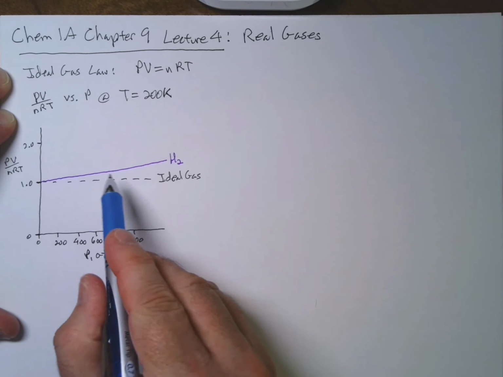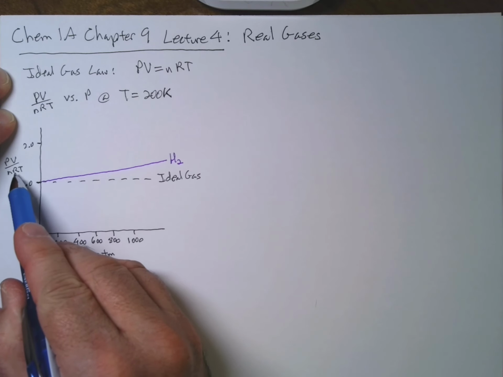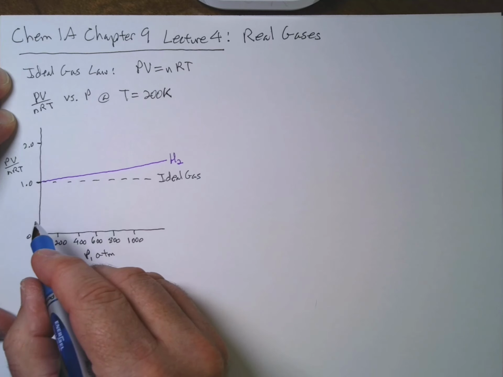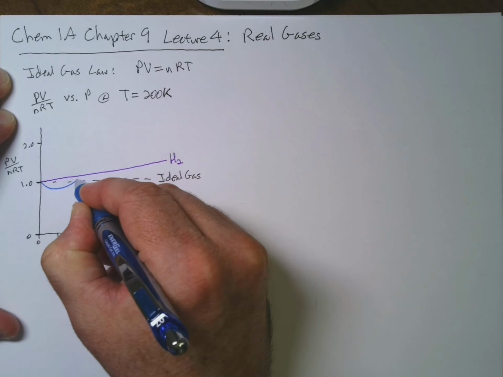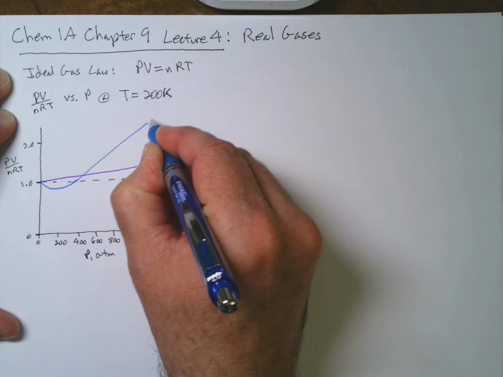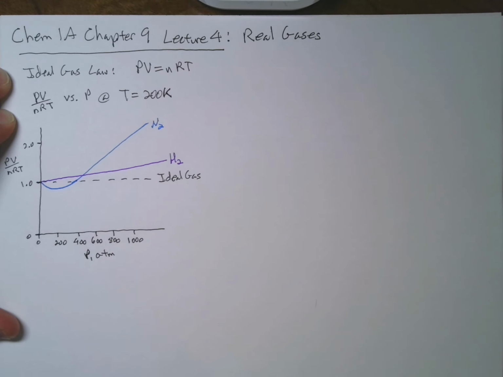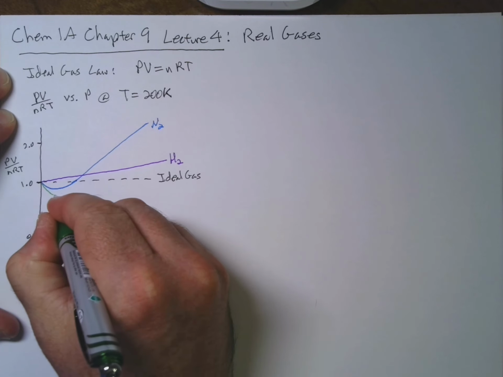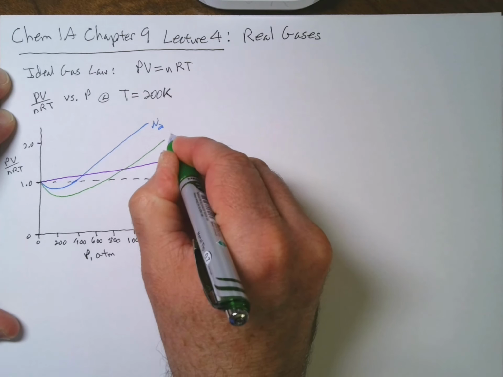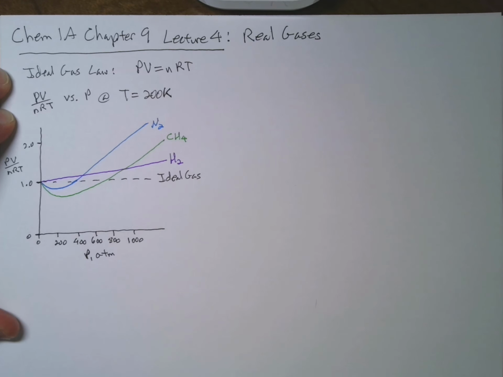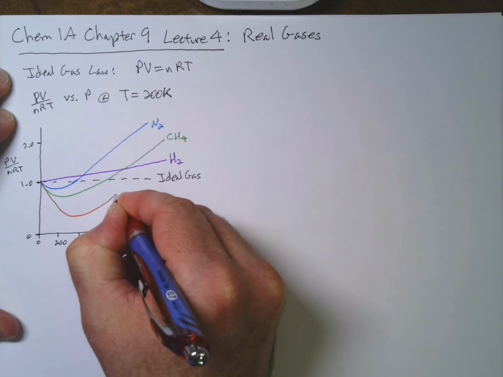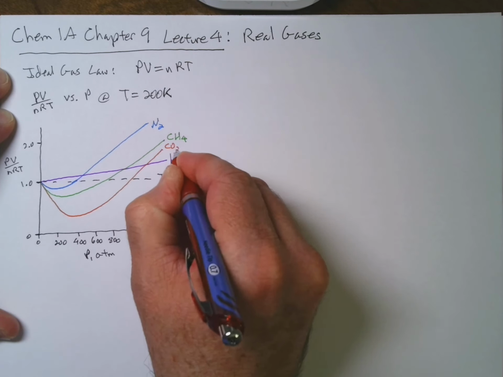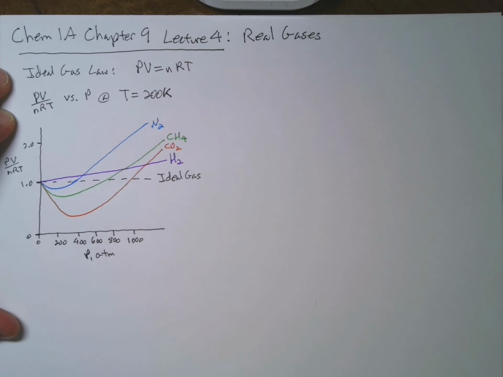As we increase the pressure, the value of PV over nRT gets larger than 1. For nitrogen, we get this interesting behavior where there's an initial dip, and then it gets larger. And we see some similar behavior with methane, and then lastly CO2. So this is a little weird.